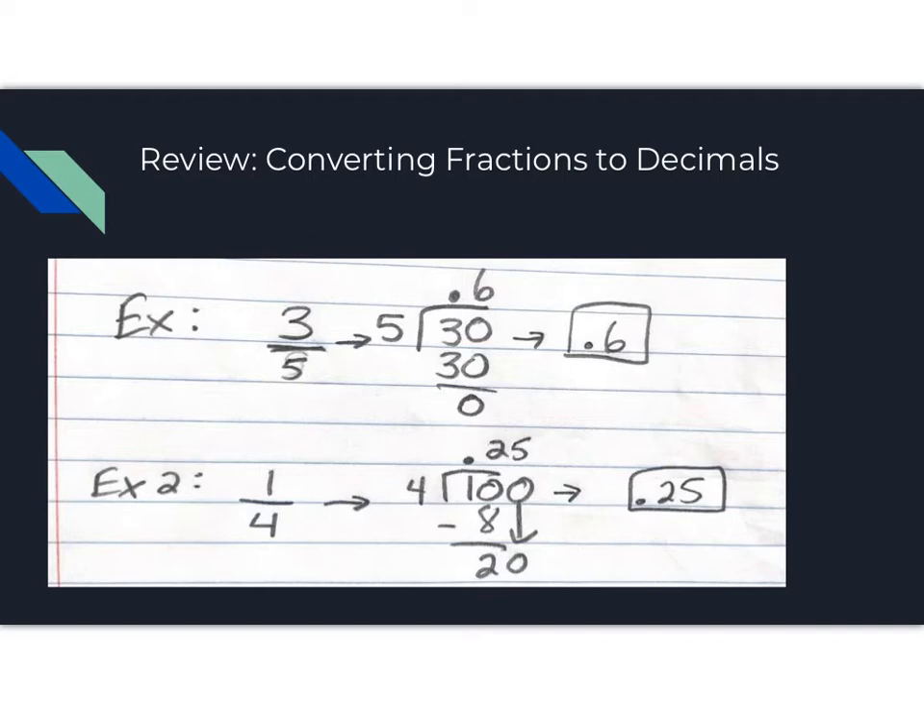Example 2, 1/4. So again, 1 on the inside, 4 on the outside. 4 cannot go into 1, so I make my decimal. Add my 0. 4 goes into 10 2 times. I have a remainder of 2. Since we have a remainder on this example, I have to bring down another 0. 4 can go into 20 5 times. And the answer would be 25 hundredths.